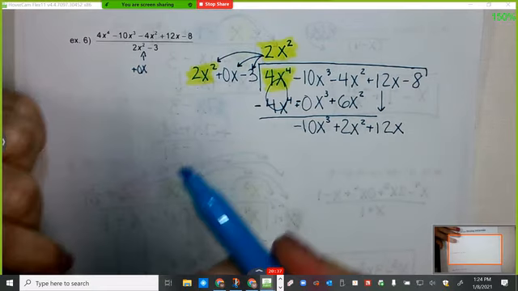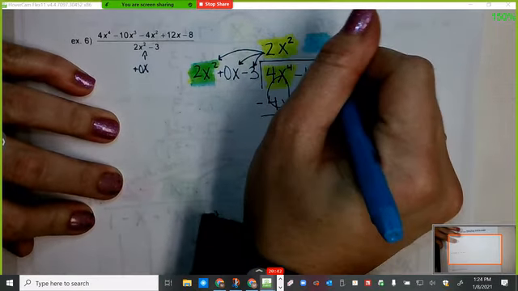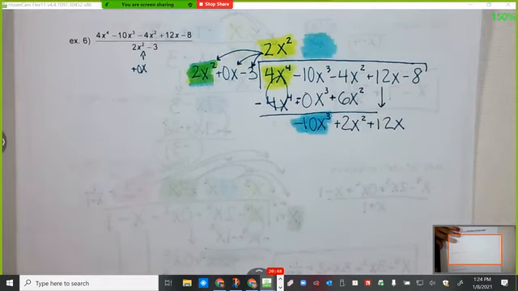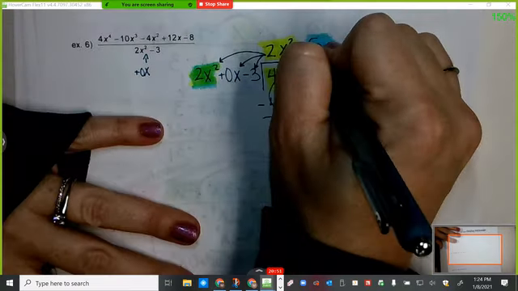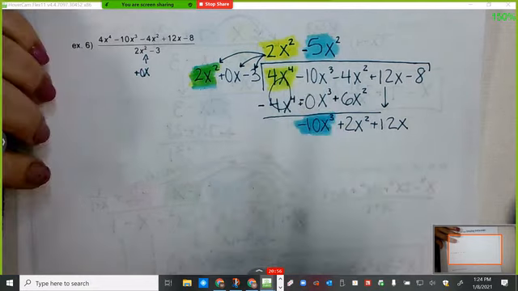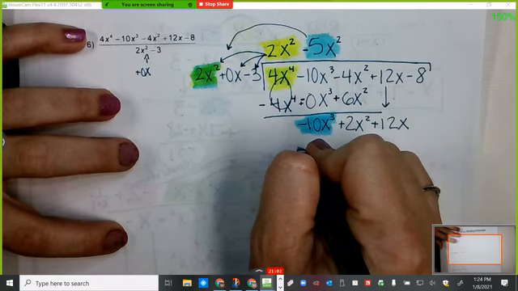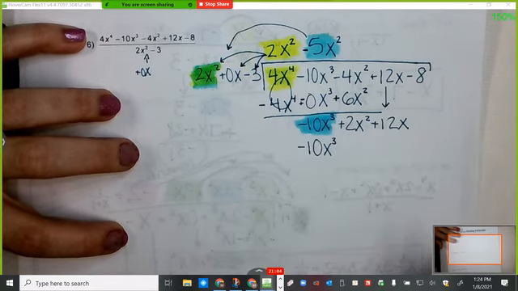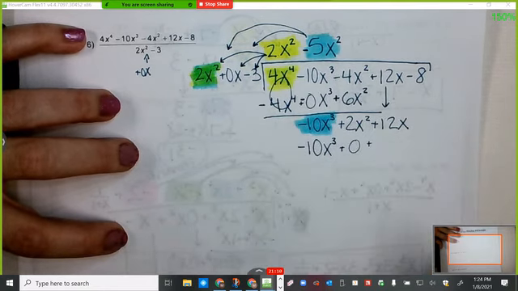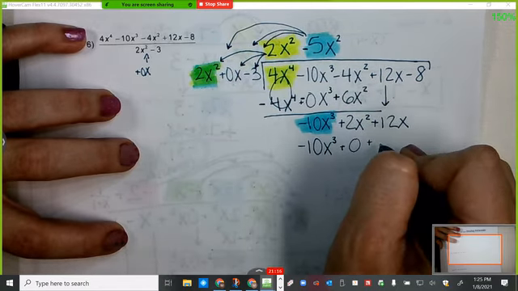So now 2x squared times what gives us negative 10x cubed? 5x squared. So what are we missing? Negative 5. You were really close. Okay, so then we multiply. Negative 5x squared times 2x is negative 10x cubed. Negative 5x squared times 0, again, is just 0. If you want to put just 0, put just 0. Okay, and negative 5x squared times negative 3 is positive 15x.